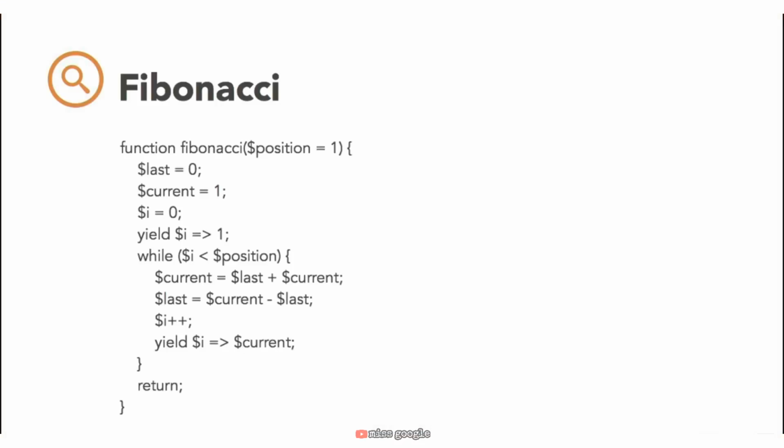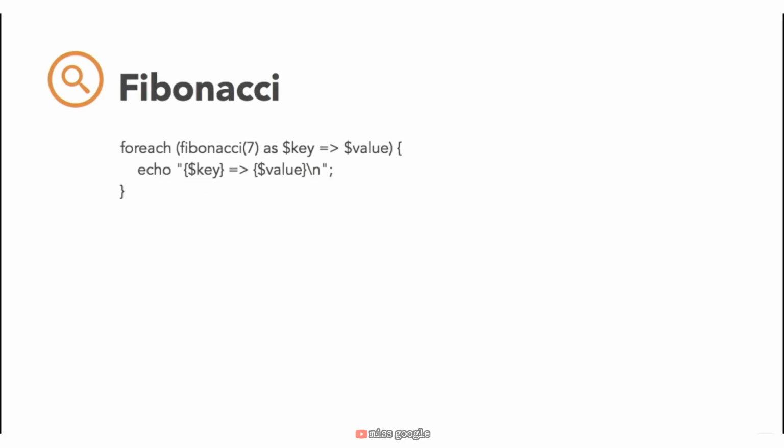Notice in our while loop, we can yield both the value i as well as the current actual value for the Fibonacci sequence at that point i. Our implementation of using this Fibonacci function looks like this. We pass in Fibonacci 6 as key is equal to value. That key again is yielded back, and our value is also yielded. And we echo the key and the value. So we get 0, 1, 1, 1, 2, 2, 3, 3, 4, 5, 5, 8, and 6, 13, and so on and so forth.